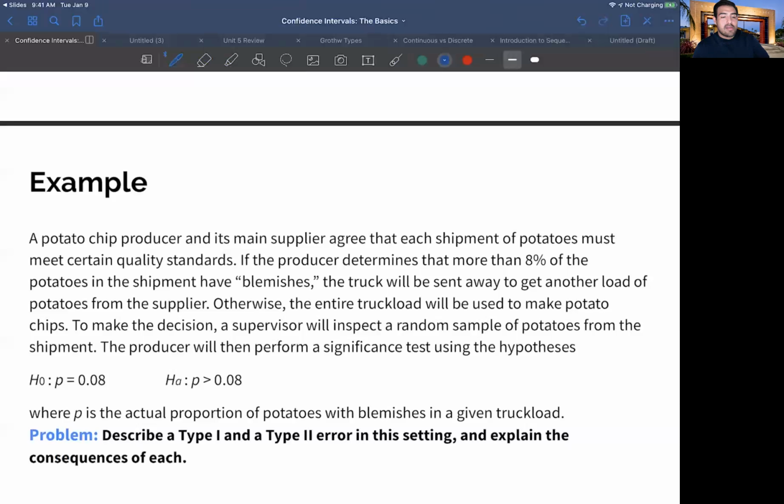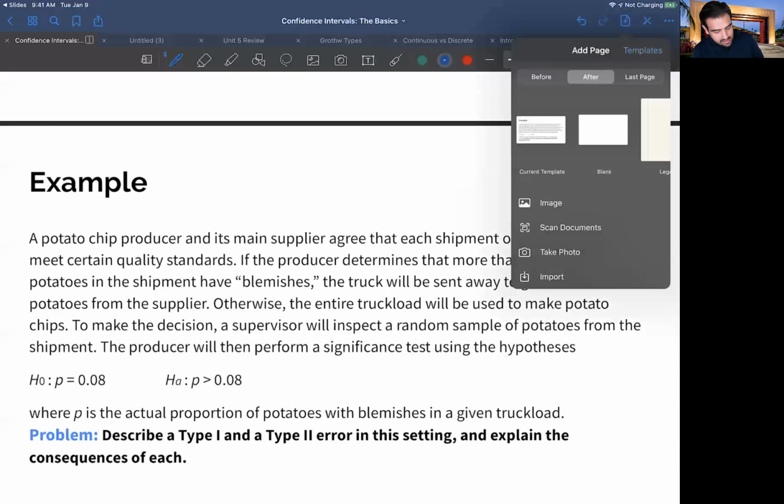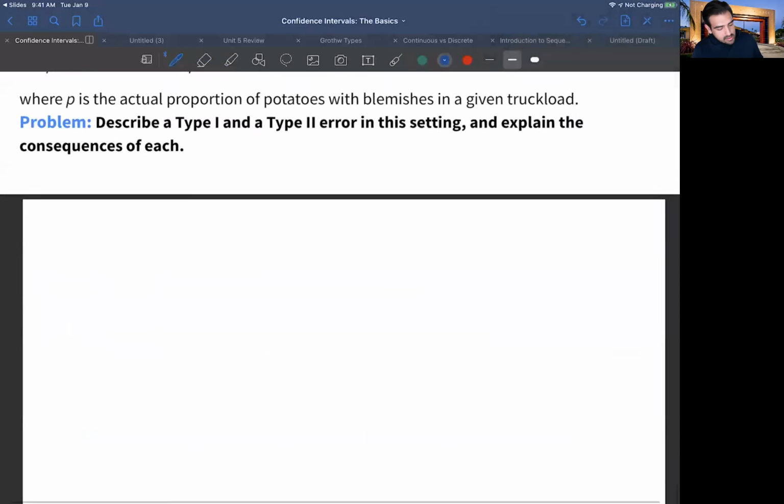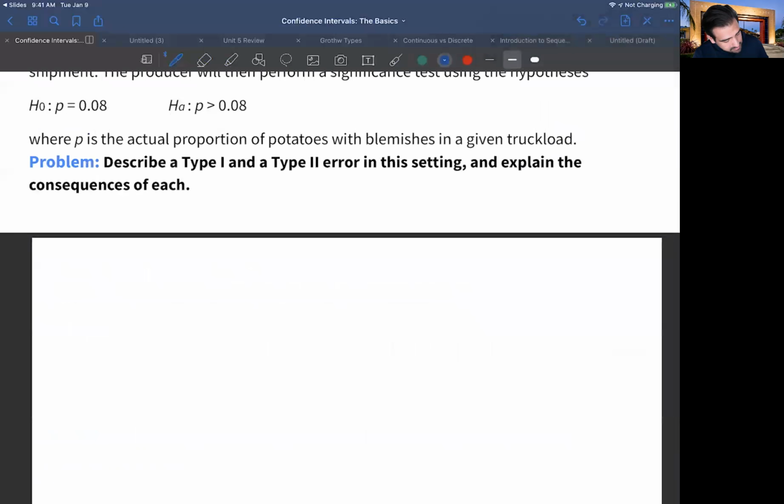The producer will then perform a significance test using the hypotheses. The null hypothesis is that 8%. The alternative is that the proportion is greater than 8%. So, describe a type 1 and a type 2 error in this setting and explain the consequence of each. Well, remember, we have the null hypothesis. The null hypothesis, we said, is the proportion is at 8%.